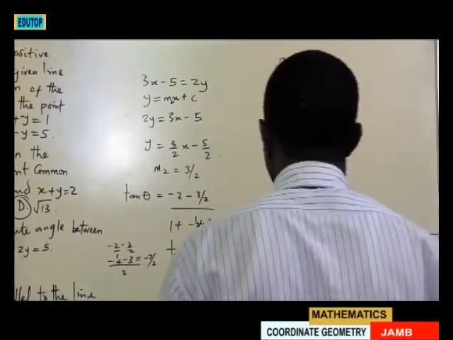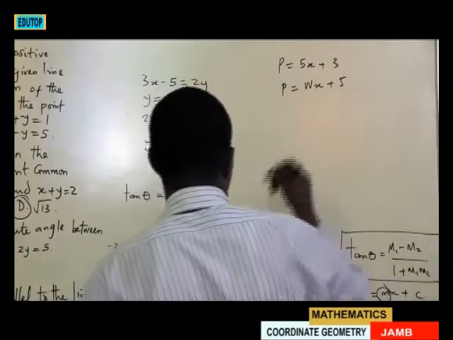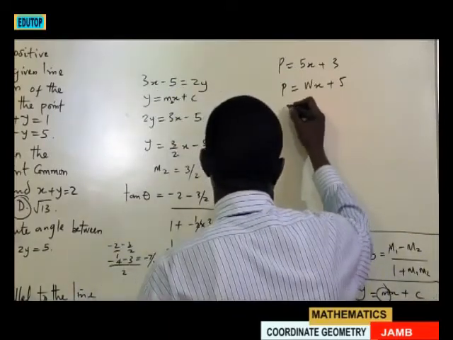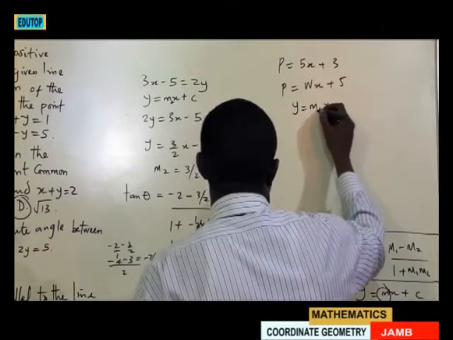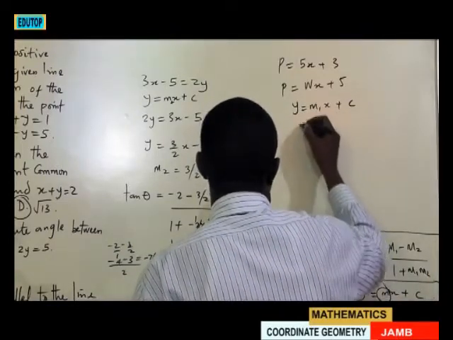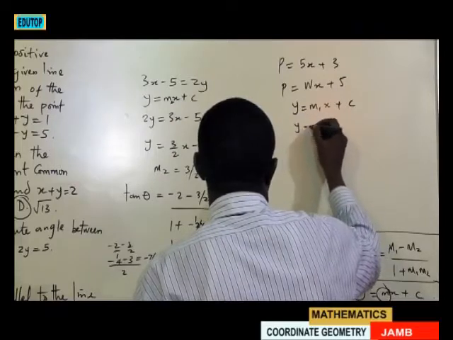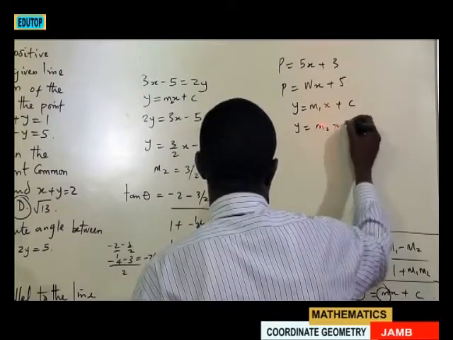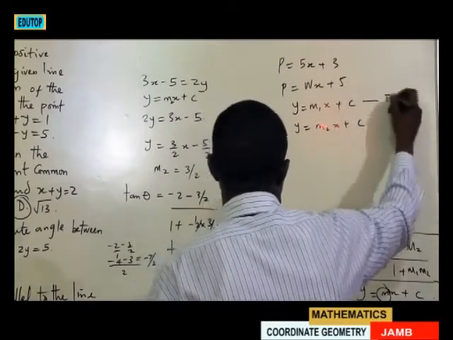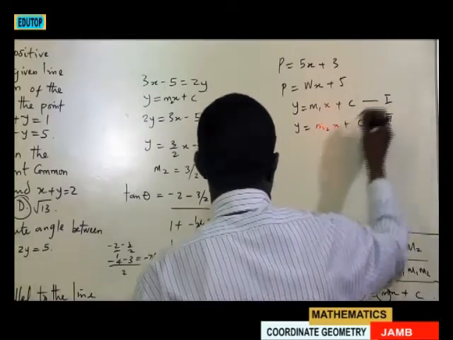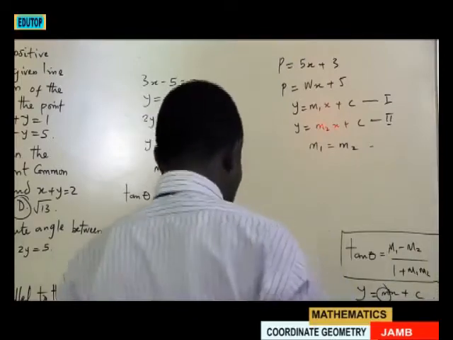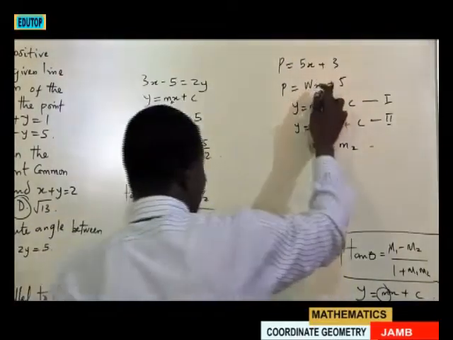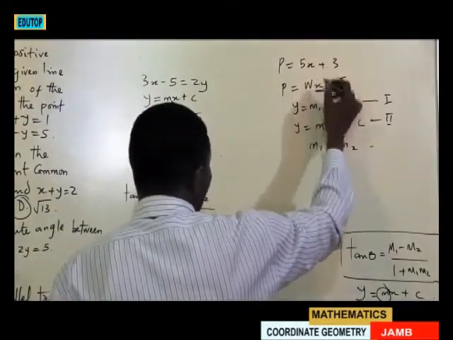Since it has been given to us that the lines are parallel, it means that when two lines are parallel, let's say y equals m1x plus c, then we also have y equals m2x plus c. If these two lines, this is the first line and this is the second line, are parallel, that means m1 must definitely equal m2. In this regard, it means that, look at this, x is x here.